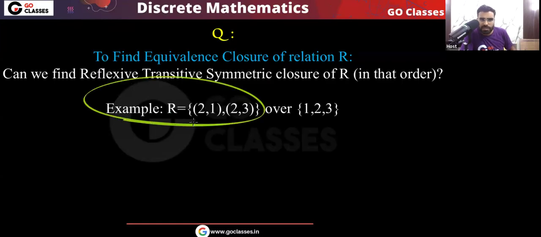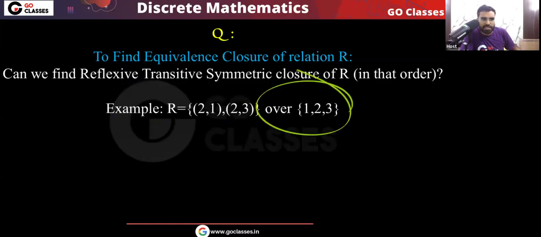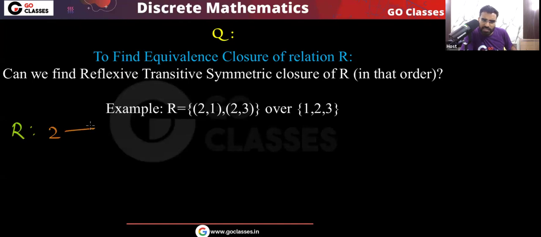Consider this relation over this base set 1 to 3. So this relation R has the pairs (2,1) and (2,3). Okay. Now let's do one thing. First we will find the reflexive closure, then we will find the transitive closure, then we will find the symmetric closure. So already this relation R you have. Let me make the graph representation. The graph representation of relation R is like this: 2 related to 1, 2 related to 3. This is the relation R. Now let's first find the reflexive closure.